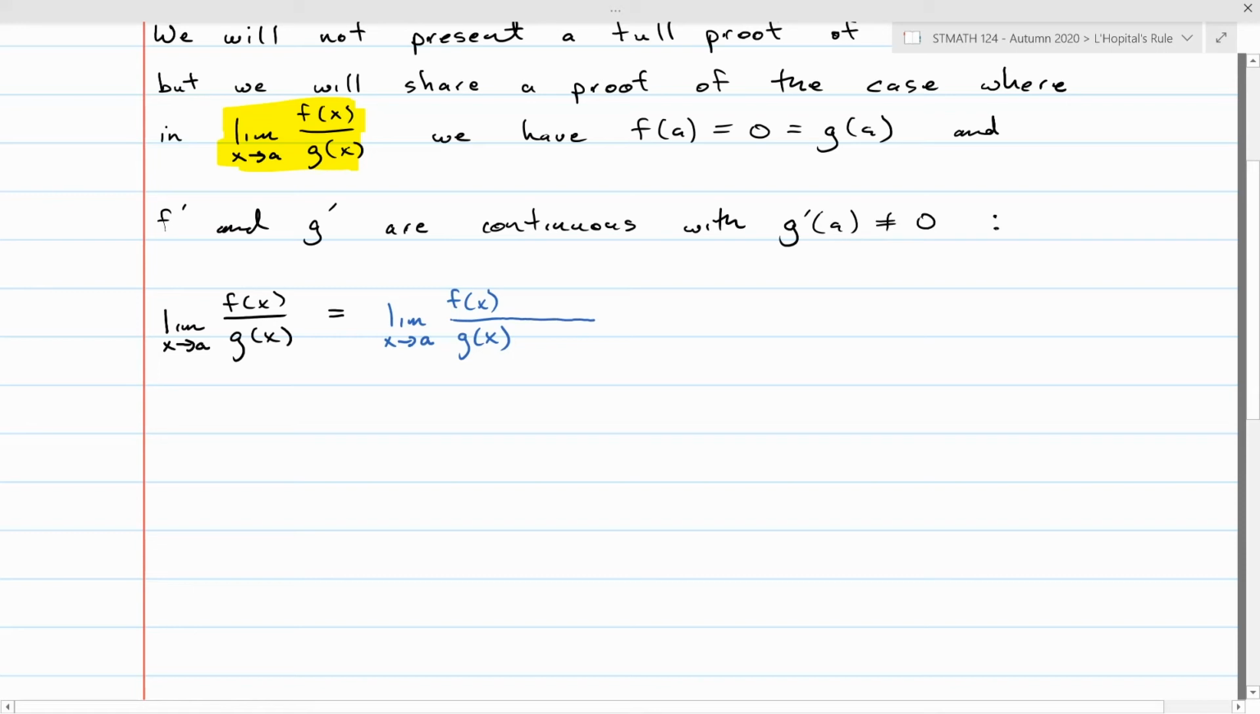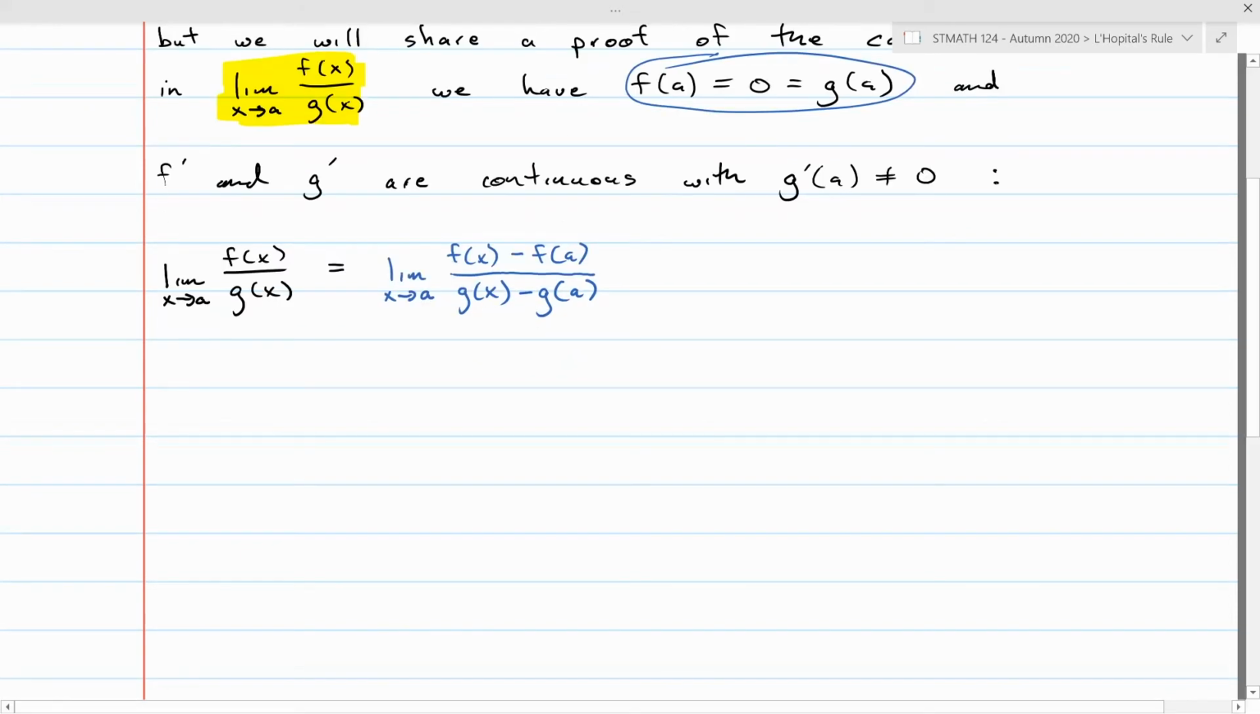So I'm going to do minus f of a in the numerator, and I'm going to do minus g of a in the denominator. All because we're supposing here that f of a and g of a are equal to 0. I'm not really doing anything, right? I'm subtracting 0 in the numerator and the denominator, which doesn't amount to anything. But it's kind of nice. And then what I can do from here is multiply by 1 in a smart way.